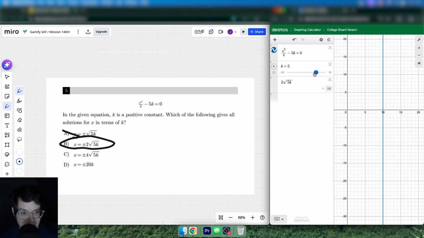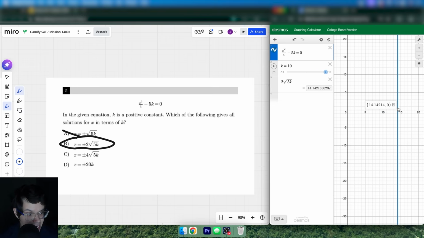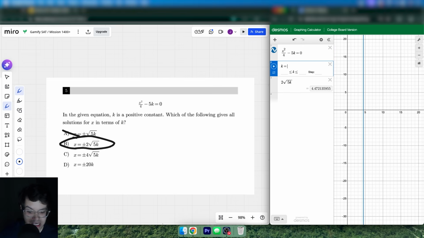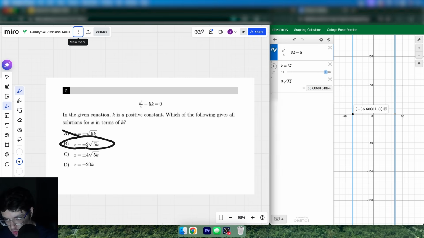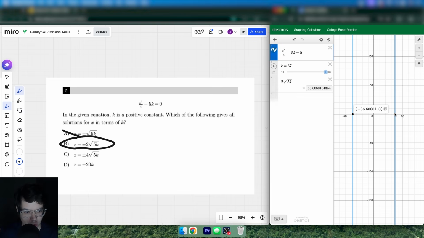If I make k equal to, let's say, 10, now this is 14.14 and this also is 14.14. If I even make k equal to like 6.7, we can see here this would be equal to 36.60 and this would also be 36.60. We have another line here because they said plus or minus, so that's the only reason we have another line. But it's going to be the exact same thing as the other one, just negative.